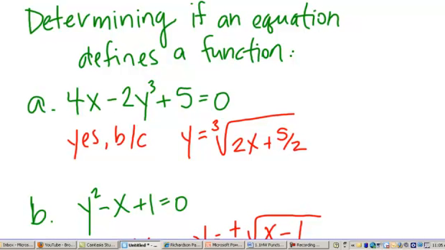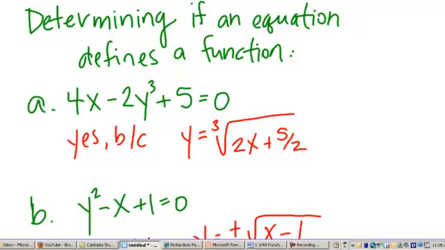Okay. It is a function because we get y equals the cube root of (2x plus 5)/2. Just like when you take a cube root of a negative, you still get a negative number. Just like if you take the cube root of a positive number, you get a positive number.